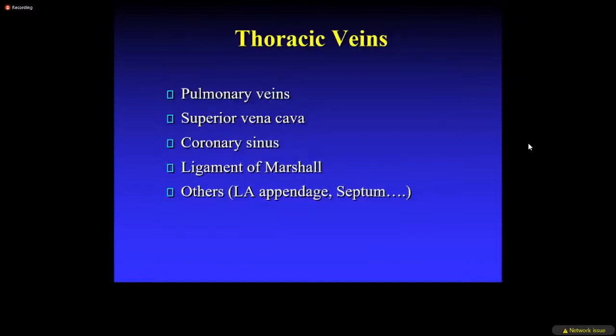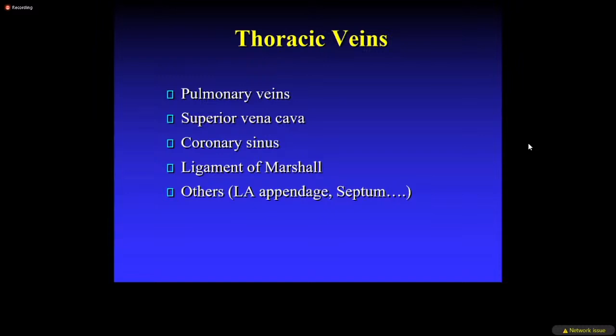But what are the other sites? They're not random locations. They're all associated with what we call the thoracic veins. So they are the pulmonary vein, the superior vena cava, the coronary sinus, the ligament of Marshall, and others, including the appendage. Even the appendage, if you look at the embryology, the proximal smooth portion of the appendage is actually an extension of the primordial pulmonary vein. So they're all locations driven by a common embryologic origin.